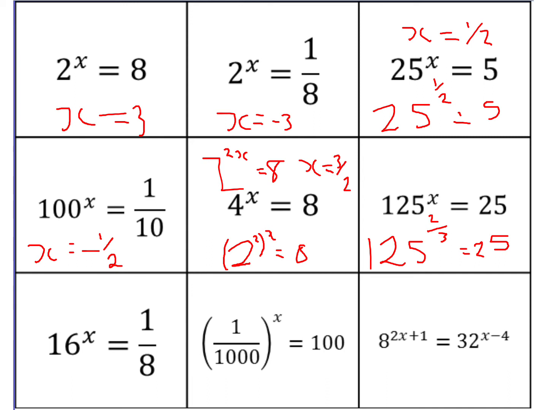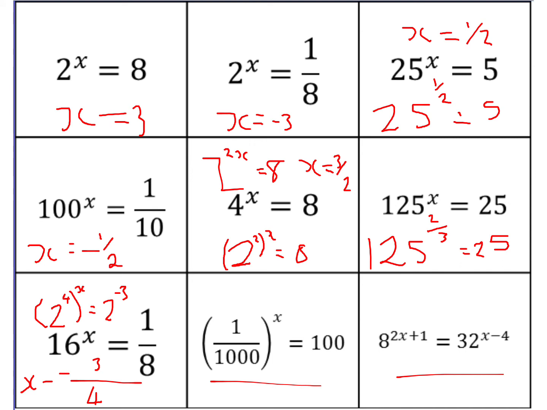Okay, the last few now, it's a bit trickier, so feel free to have a go at these questions. 16 to the power of... so that's going to be 2 to the 4 to the x, essentially, and then I'm going to have 2 to the minus 3. Okay, because when I compare these powers, 4 times x equals minus 3. Sorry, it's going to be x equals minus 3/4.